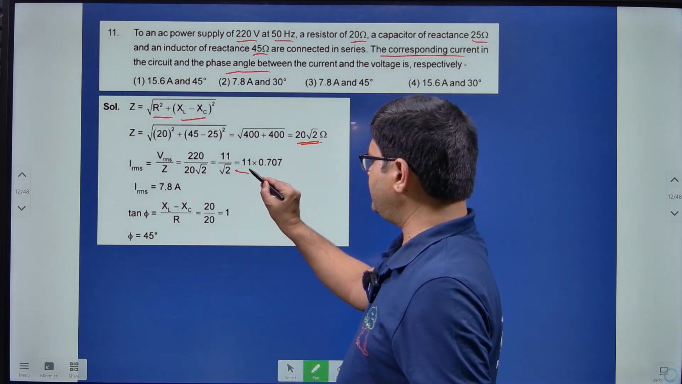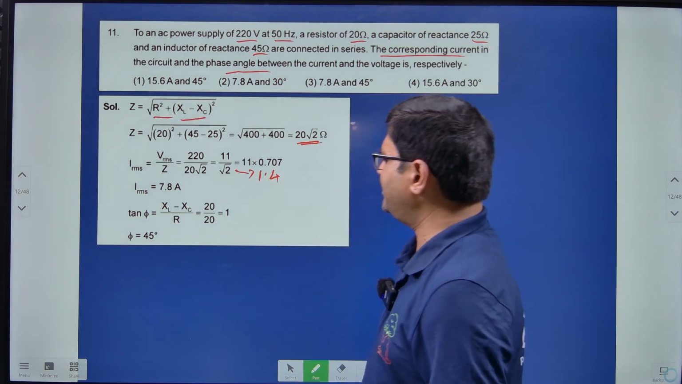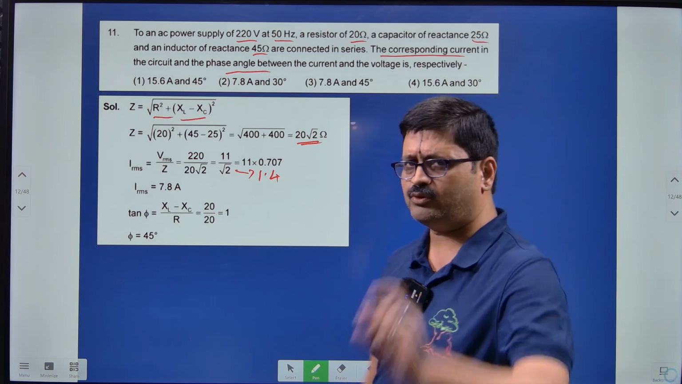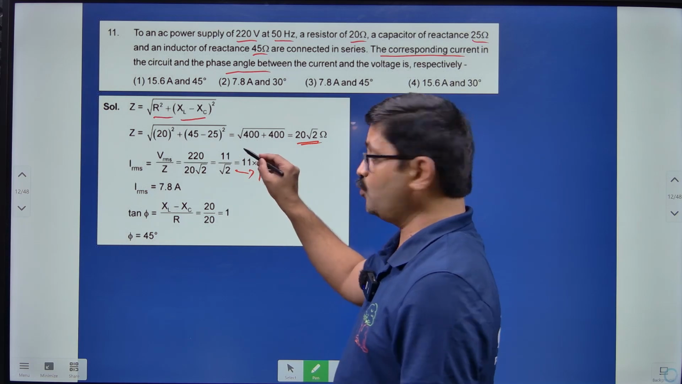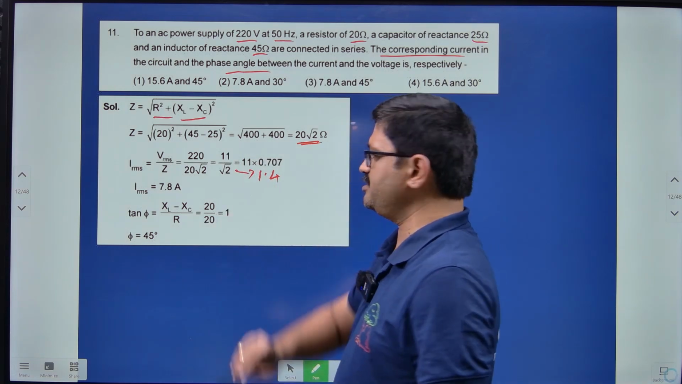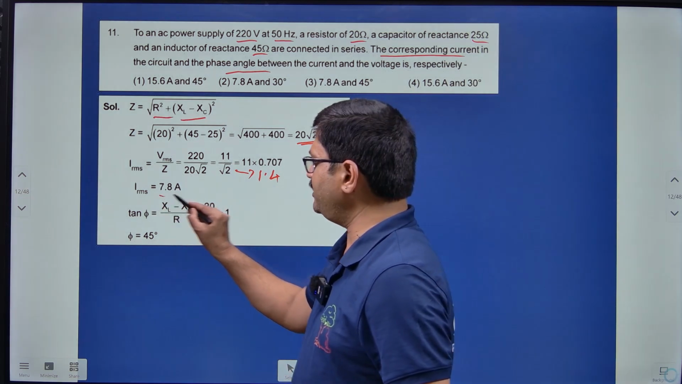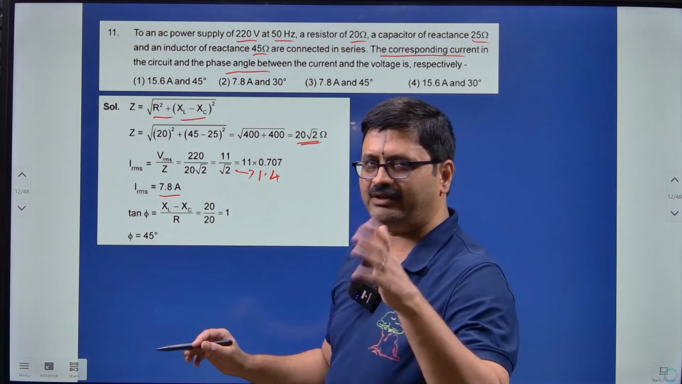Root 2 if I take as around 1.4, okay, approximately, we'll get it as around 11 into 0.707, we can say 1 by root 2 is 0.707. So hence I am just using like that, okay. 1 by root 2 is 0.707. So 11 into 0.707 I will get. Then IRMS becomes equal to how much? 7.8 ampere. Just multiply this, we will get around 7.8 ampere.